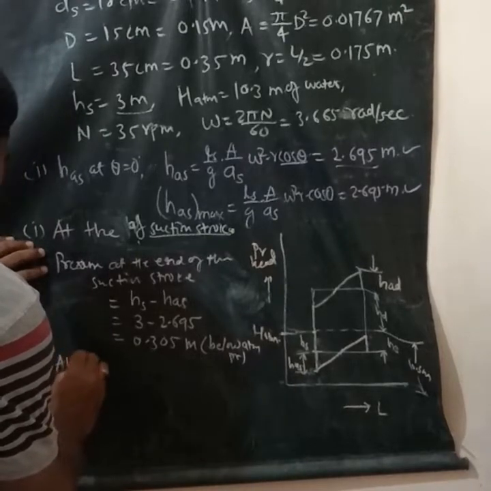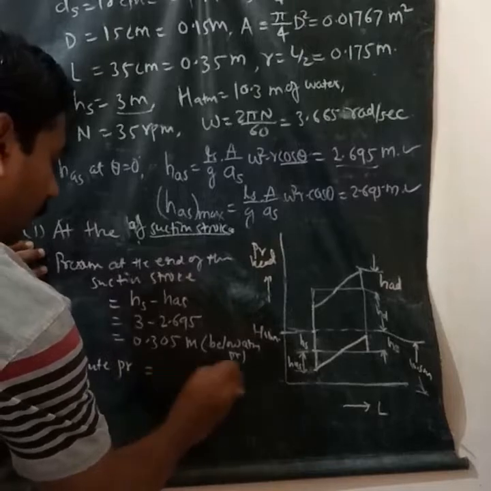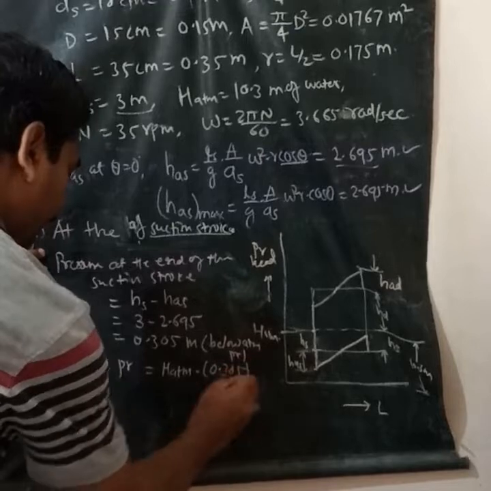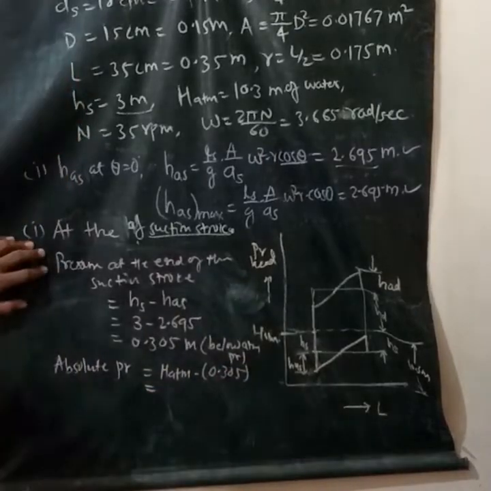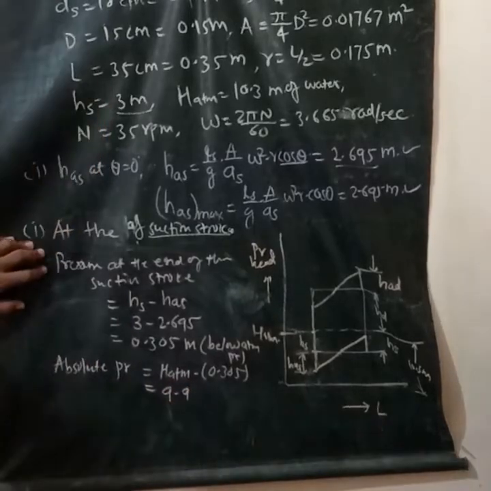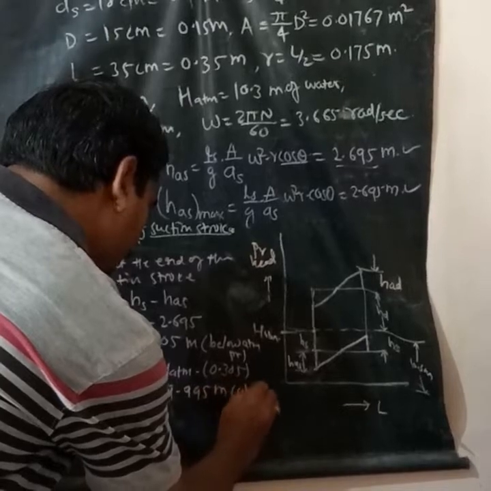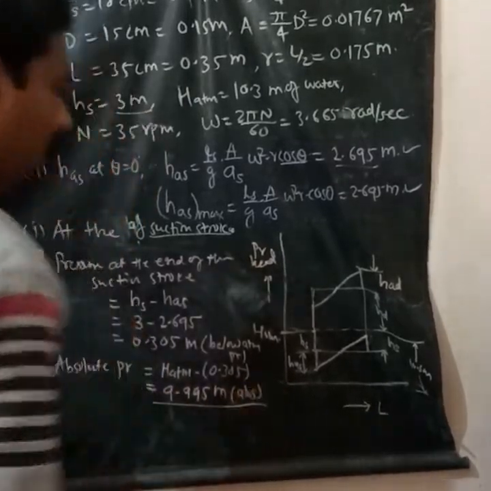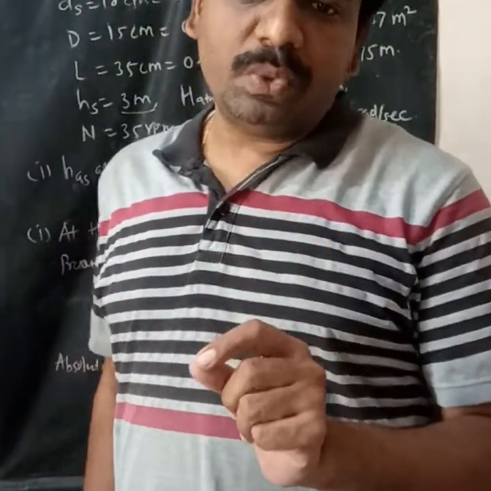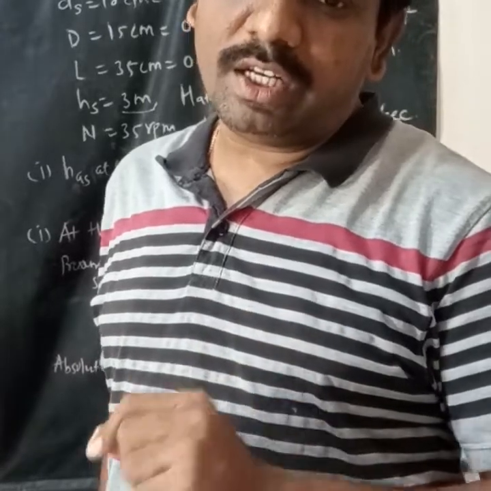So the absolute value of pressure is equal to H atmospheric minus 0.305. This H atmospheric minus 0.305 will be representing 9.995, which is the absolute value. Are you getting this? It means you have to calculate the two values for the suction stroke, at the beginning of the suction stroke and at the end of the suction stroke.